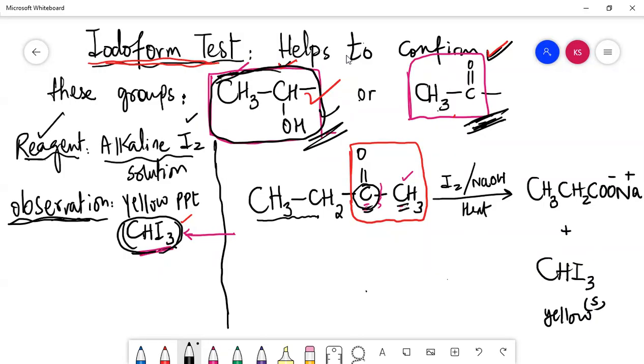So when I see yellow PPT, I would say that this compound has like one of these two arrangements, this or this. Which one is it? We don't know. उसके लिए we have different tests. Like वो alcohol है, तो it would be oxidized. If it's ketone, तो it won't be oxidized. So this is like iodoform test, which help us to confirm one of these two arrangements in the compound. The reagents of this test are alkaline iodine, and the yellow PPTs confirm the presence of CHI3.